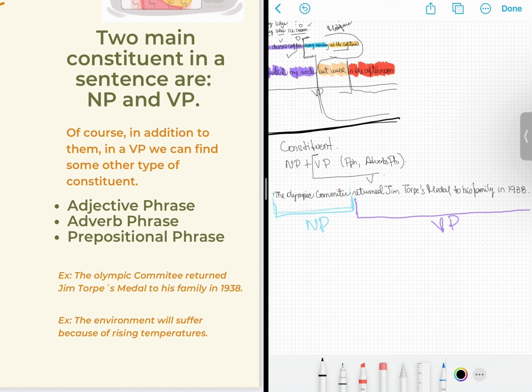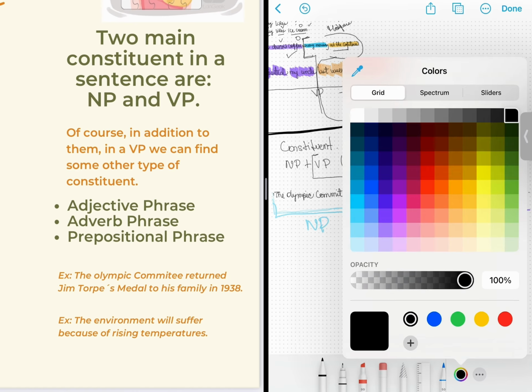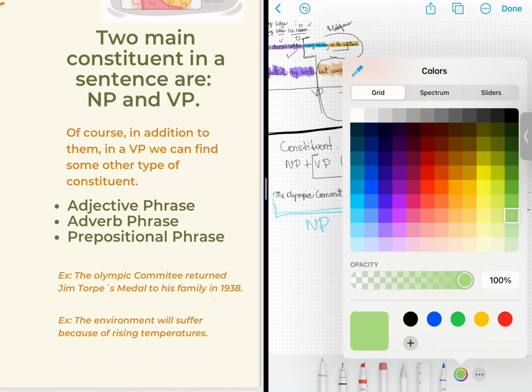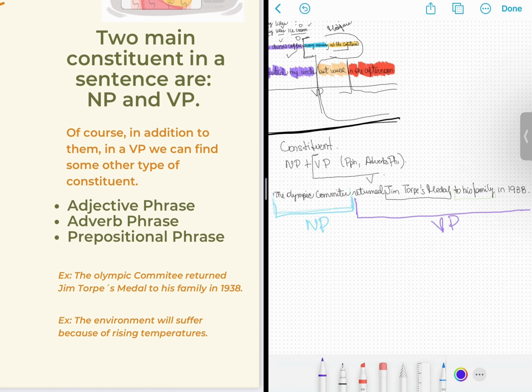Jim Thorpe's medal is one piece of information here. To his family is another piece of information. It is not the same information. In 1938 is another extra information that I'm giving. So what is in here?